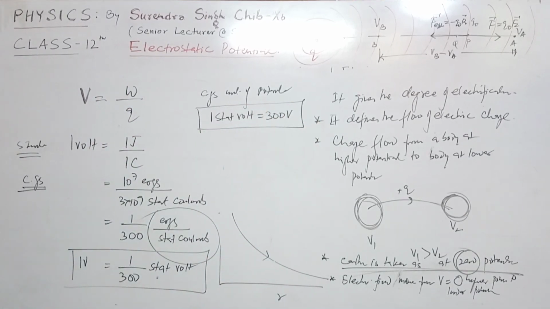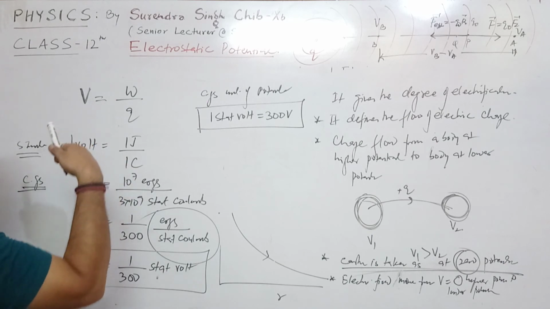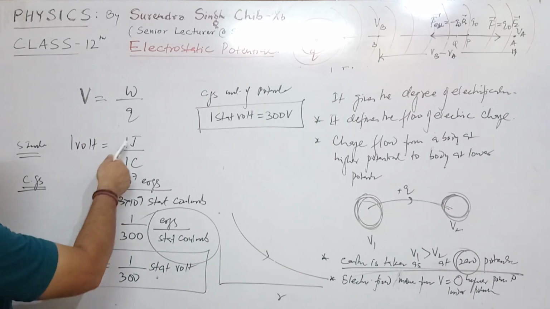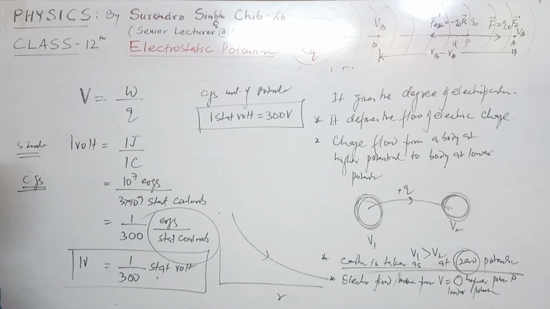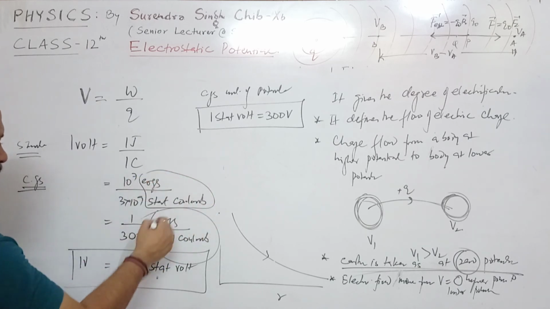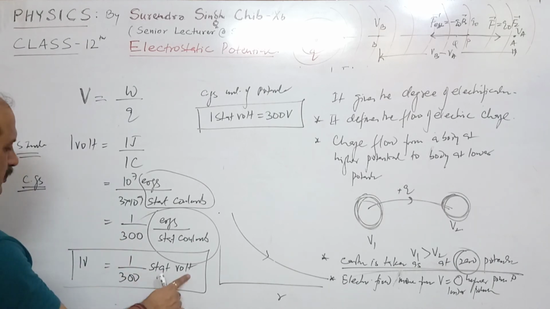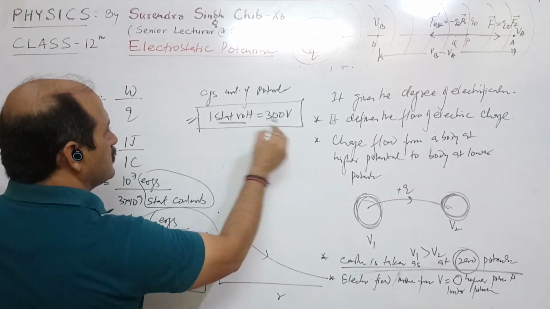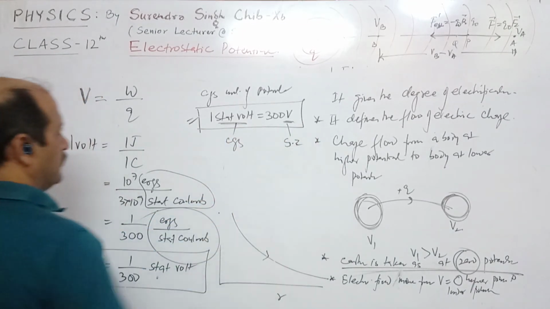Check it again. 1 volt, 1 joule per coulomb. This is SI. Joules में एनर्जी की यूनिट है, वर्क डन की यूनिट है. CGS में क्या होता है? 1 joule equals to 10 raised to 7 ergs. 1 coulomb equals to CGS में कितना होता है? 3 into 10 raised to 9 stat coulomb. Ergs and stat coulomb give rise to stat volt, and this is 1 upon 300. It means 1 stat volt equals to 300 volt. This is the comparison between CGS unit and SI unit. This is CGS, this is SI.